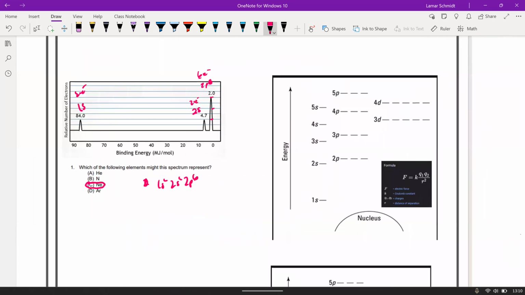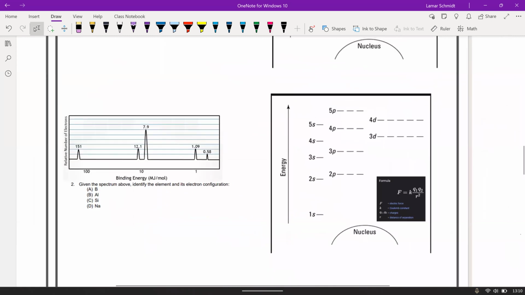Unbelievable. All right. Put me on 2 times speed because you got this. All right, moving on. I sound the same. Anyway, given the spectrum above, identify the element and its electron configuration.